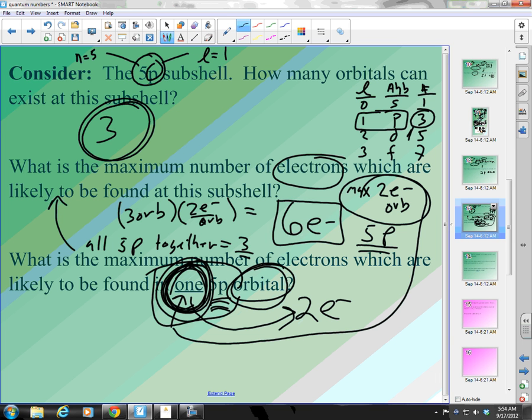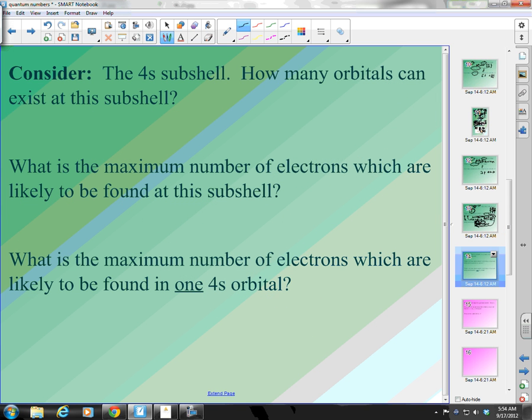And you have to be careful when you read these questions carefully. Are they talking about one orbital, or are they talking about a whole collection of orbitals? In this case, are they talking about the collection in this subshell? Excellent. Here you go. Give this a shot.